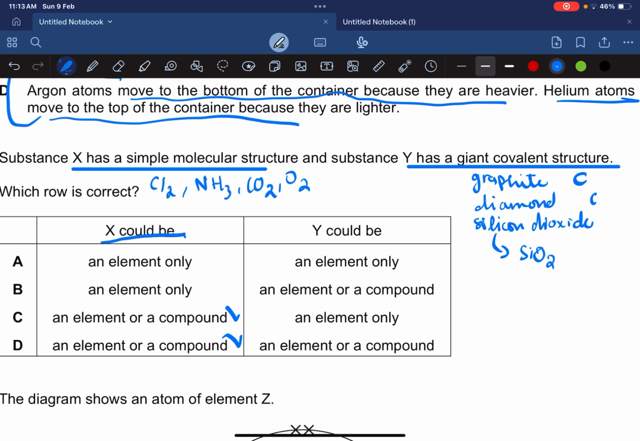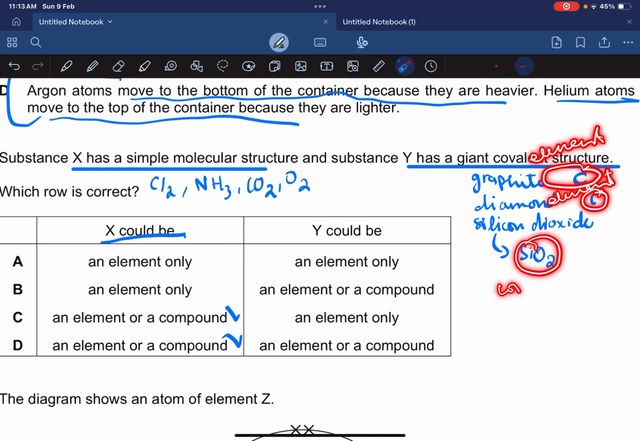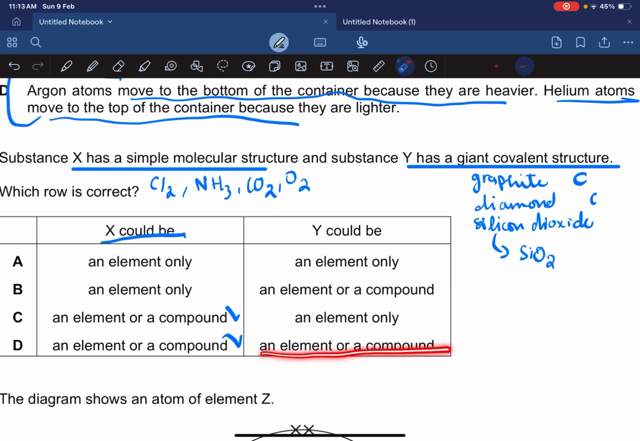Now let's check for Y. When I look at Y, carbon, I know it's an element. I know carbon for diamond as well as an element. Silicon dioxide is a compound, so it can be an element or a compound, because for giant structures as well I have both the elements and the compounds, so it has to be this. Option D is going to be the correct option. I hope you get the sense of the MCQ.